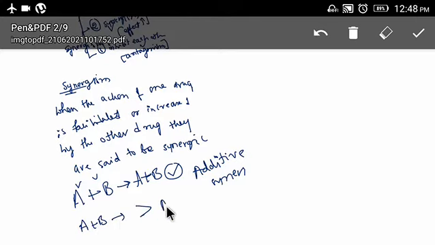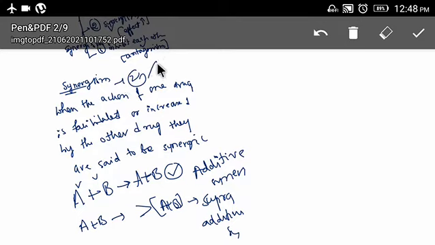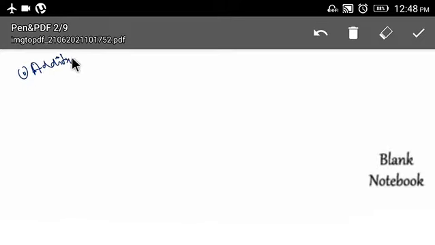greater than A plus B, and this is called supra-additive synergism. So here we have two types of synergism. One is additive, the second one is supra-additive. Let's see the examples for these two categories. The first one is additive.